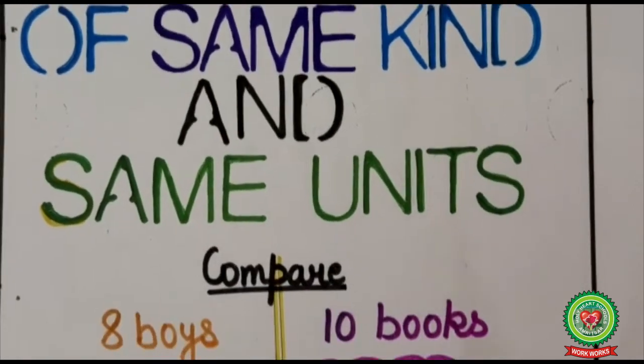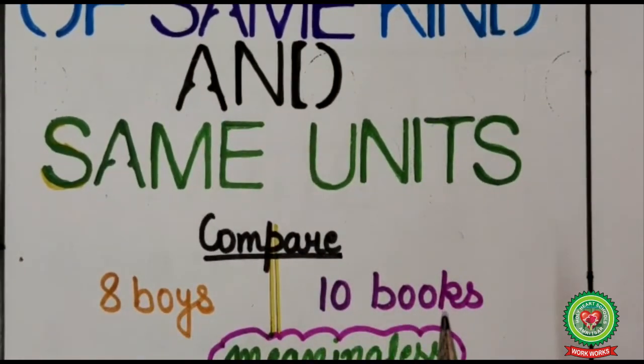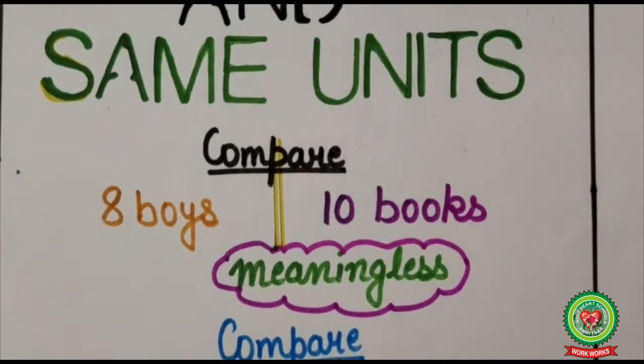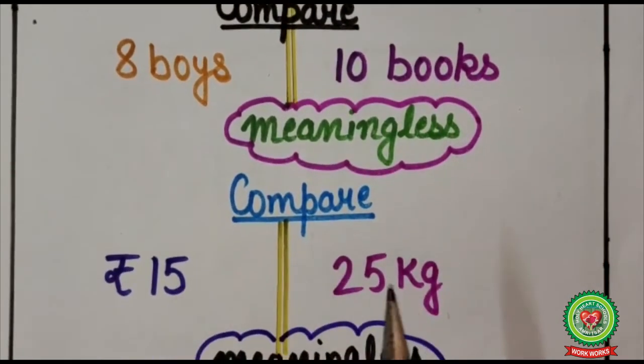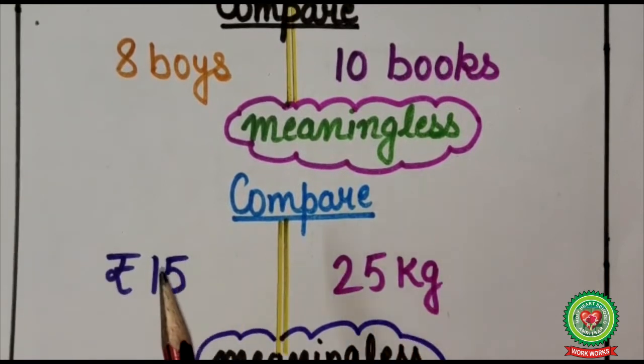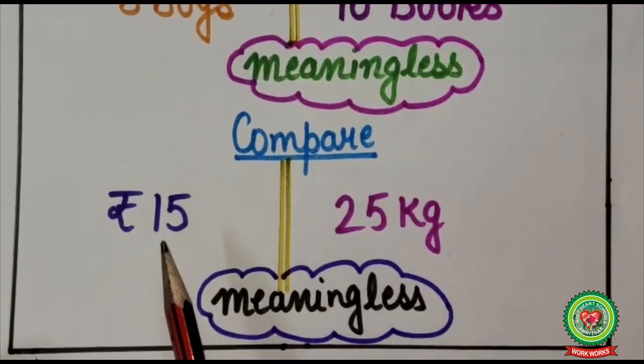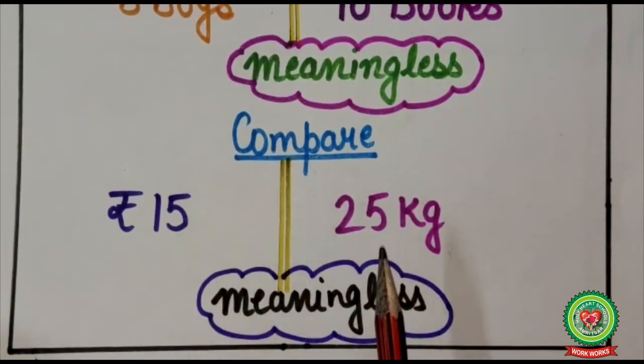Now if we want to compare 8 boys and 10 books, it is just meaningless to compare different quantities. Therefore, we cannot compare boys and books. If I want to compare money and weight, for example rupees 15 and 25 kg, both are different quantities having different units. Therefore, again it is meaningless to compare these two quantities.